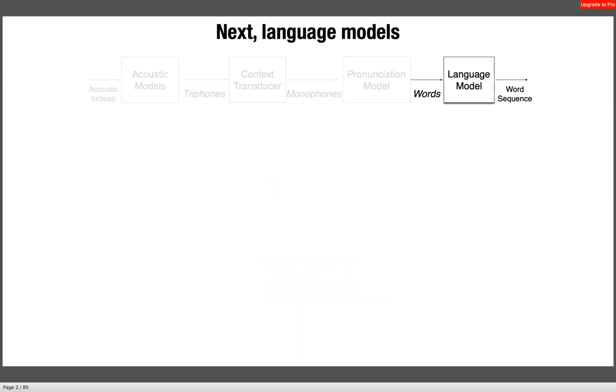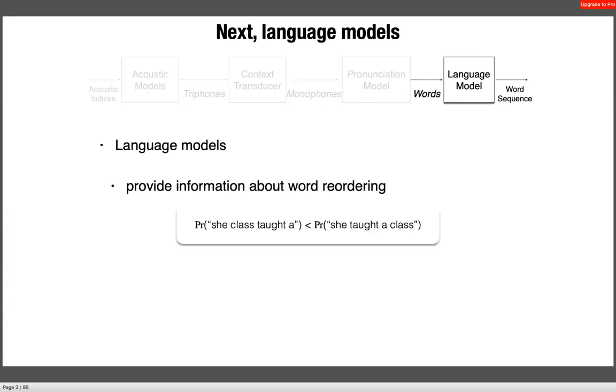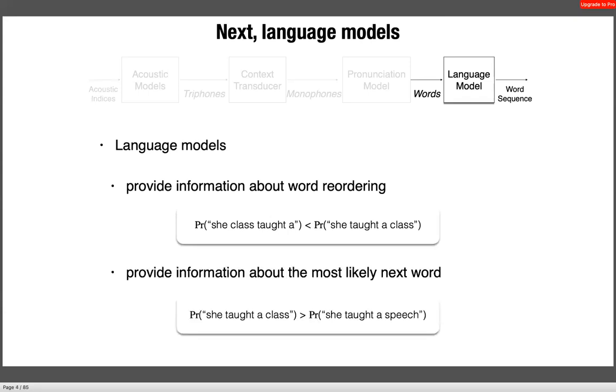The language model, just to remind you, is the very final component in the ASR pipeline via which you reorder word sequences, so that you end up with the word sequence which is most likely in your particular language. Language models provide information about word reordering: "she taught a class" is a much more likely sequence of words than "she class taught her". So the grammatical constraints which hold over a language are captured by language models.